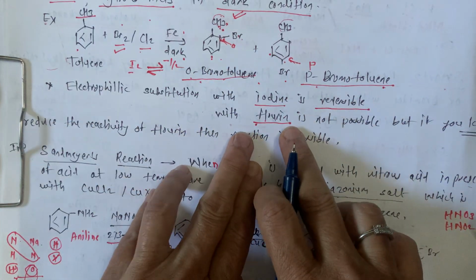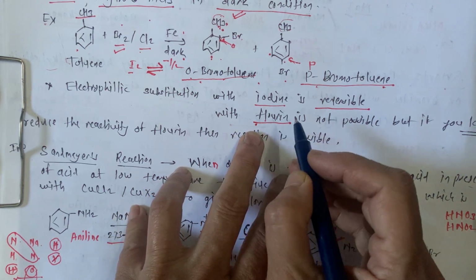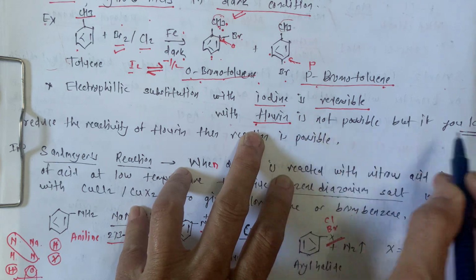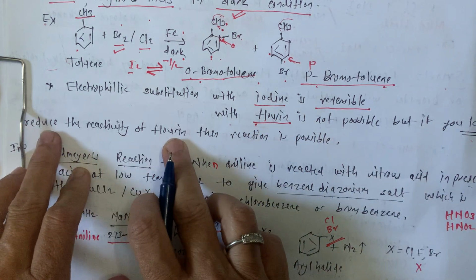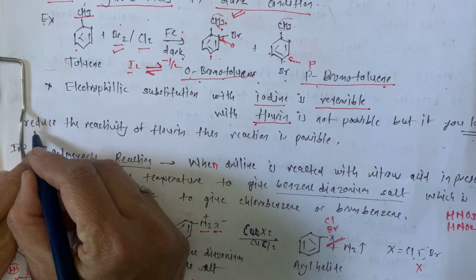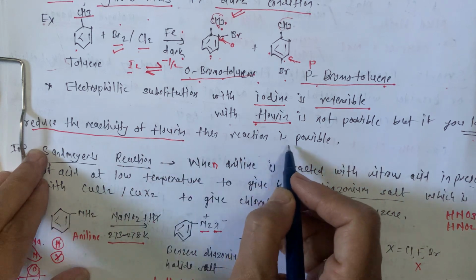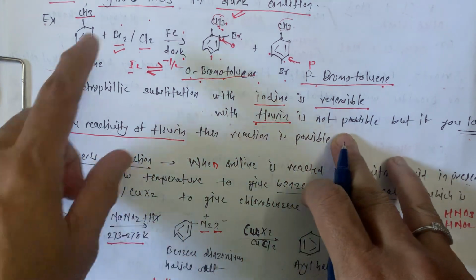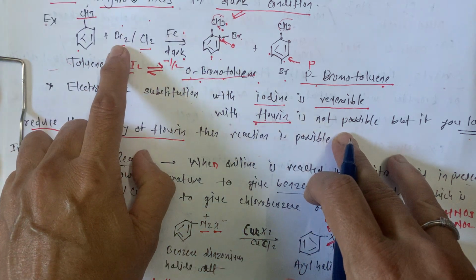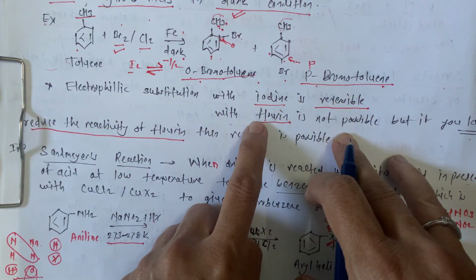While fluorine is highly reactive, sometimes it gives us explosive reactions. So if we lower the reactivity of the fluorine, then only is the reaction possible. Here in halogenation, mostly we get reactions with bromine or chlorine, not with iodine and not with fluorine.